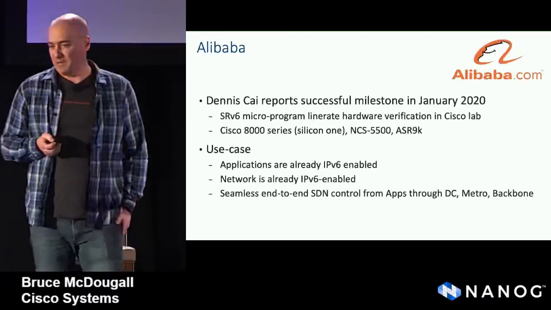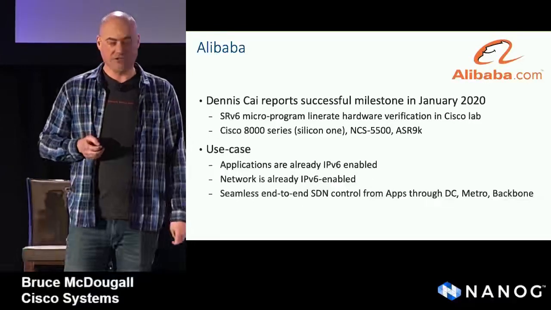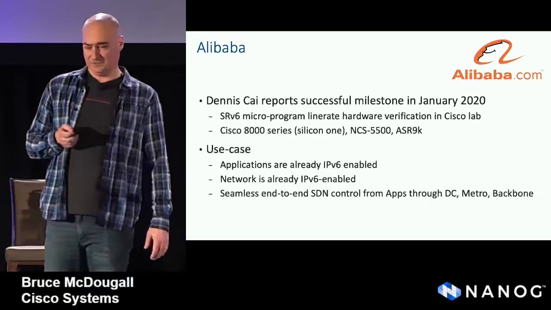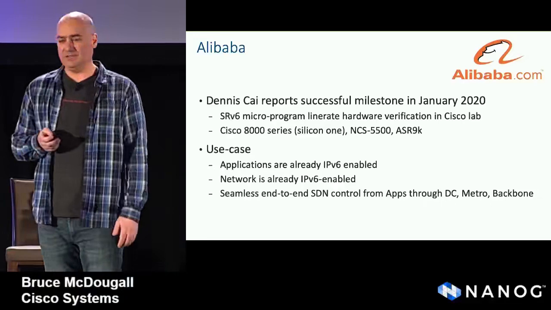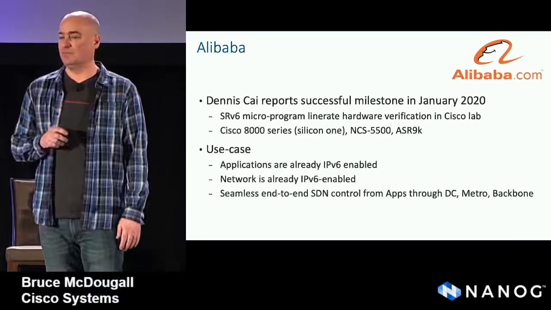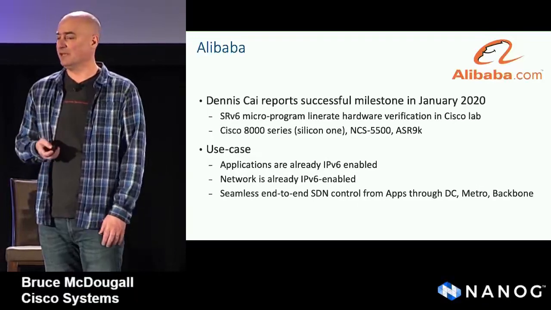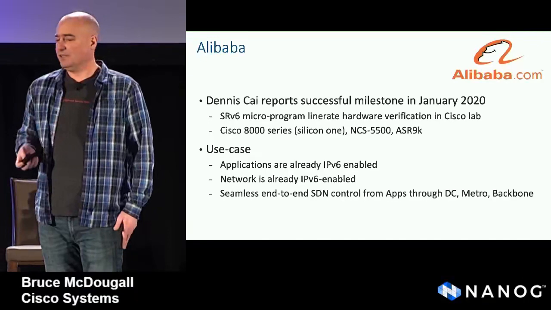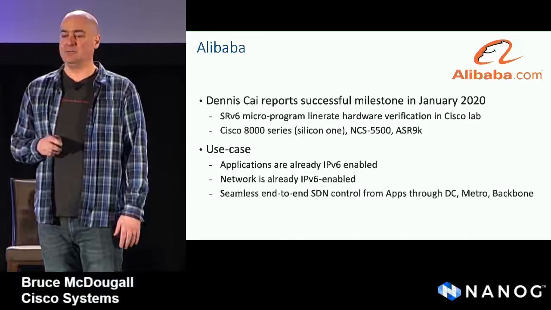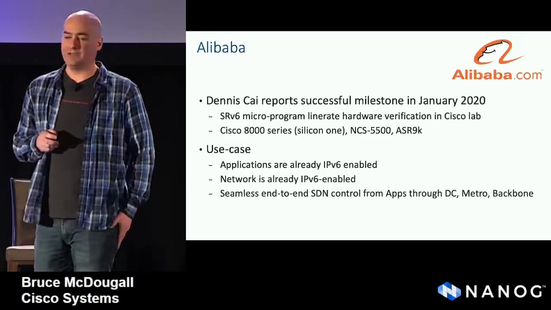We have a couple of operators that have done some initial evaluation and testing of SRv6 microprogram. Alibaba first. Dennis Kai, architect at Alibaba, reports a successful milestone in January: SRv6 microprogram operating at line rate, verified with equipment in the Cisco lab. This is Cisco 8000 series, NCS 5500, ASR9K.